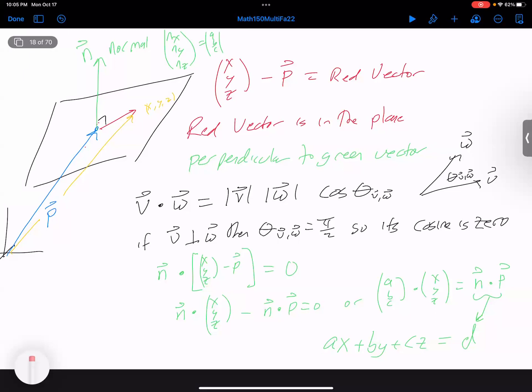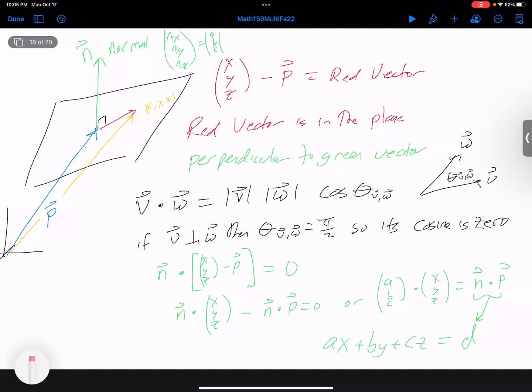What if I choose x and z? Is y forced? Yeah. So really, even though it looks like there's 3 variables here, because I have one equation, one variable is always determined from the other 2. And so this is how we write the equations of planes.